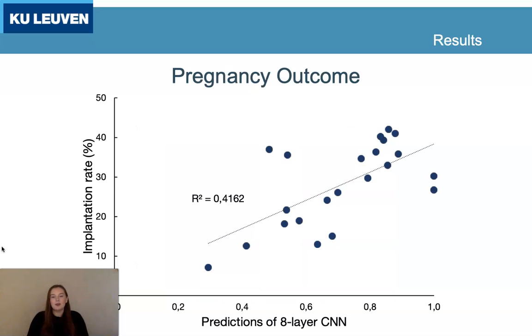And then lastly, we wanted to see how our results related to pregnancy outcome. And we checked whether there was a correlation between the predictions of our 8-layer neural network with implantation rates, and we found a correlation of 0.64 with an explained variance of 0.41.